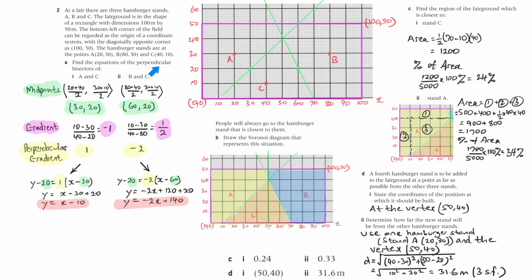Find the equations of the perpendicular bisectors of. So this is very similar to question 1. Now they're only after A and C and B and C. So for A and C, we're looking for the equation of that line, and for B and C, we're looking for the equation of that line.